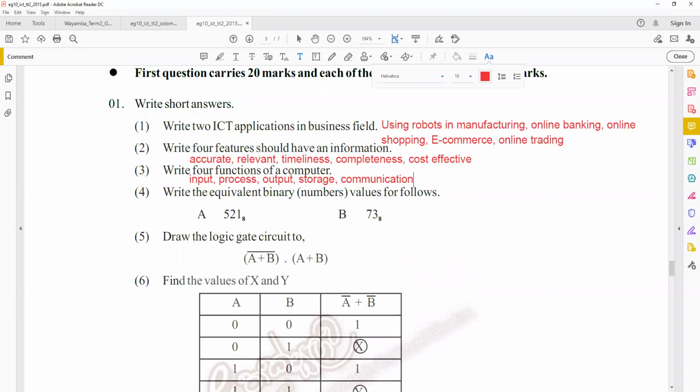3 bits to represent an octal number. Yes, Pramodi said 521. Good. How about Janani? Can you do the B?